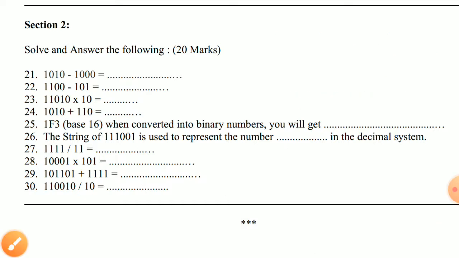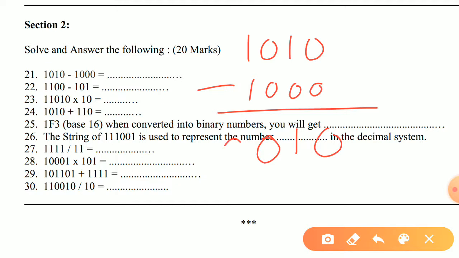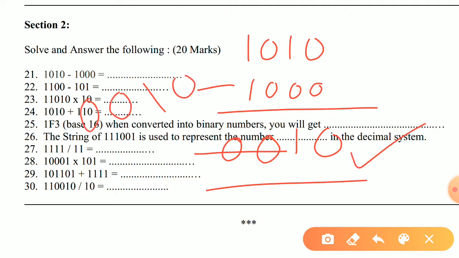Now see the 21 answer. 1010 minus 1000. Let us do the subtraction part. 0 minus 0 is 0. 1 minus 0 is 1. 0 minus 0 is again 0 and 1 minus 1 is 0. So this is the answer. You can skip this left hand side portion 0 but not right hand side one. Always try to keep this right hand side zeros, but you can skip the left hand side zeros as well. Now this is the answer for the first one. If you have written 0010, then also it is correct. If you have written 10, then also it is correct.